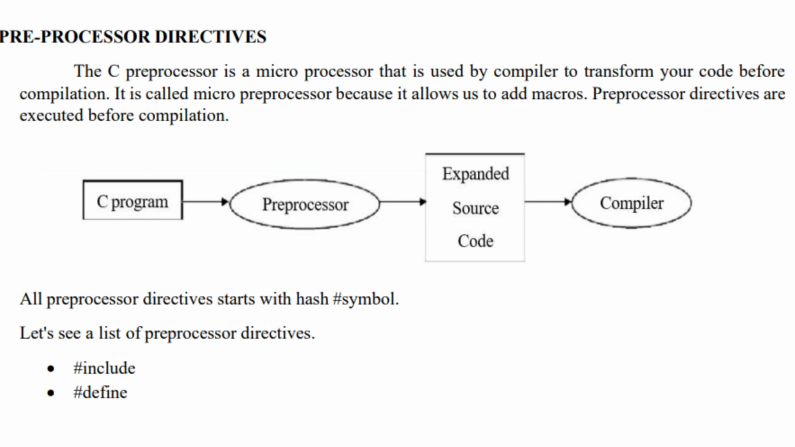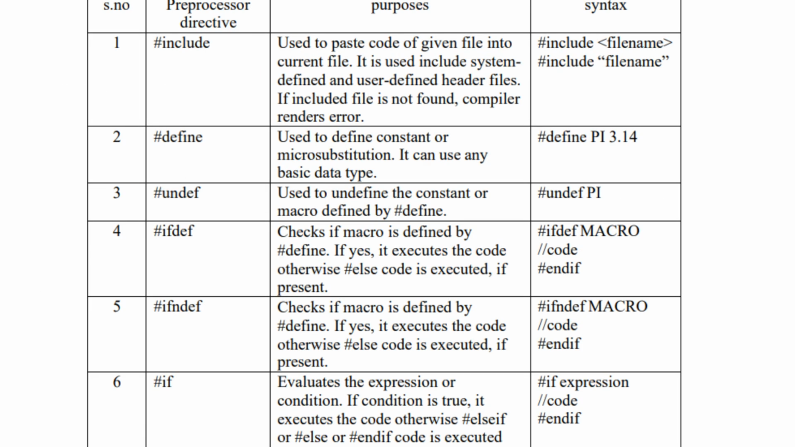Preprocessor directives. The C preprocessor is a micro processor that is used by the compiler to transform your code before compilation. It is called a micro preprocessor because it allows us to add macros. Preprocessor directives are executed before compilation. Include is used to paste code of a given file into the current file. It is used to include system-defined and user-defined header files.